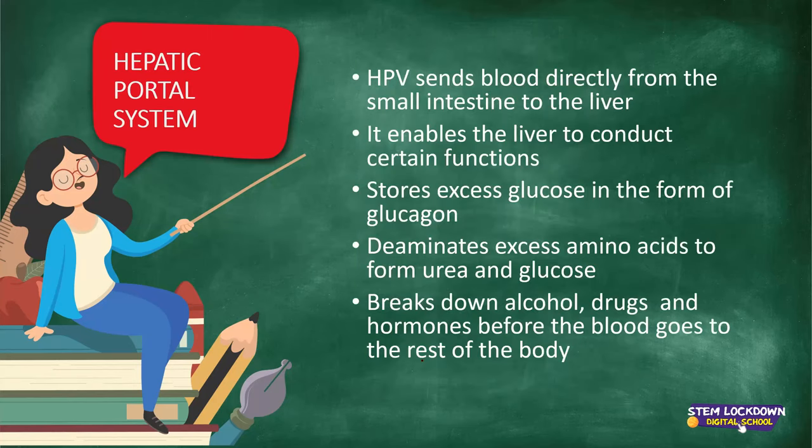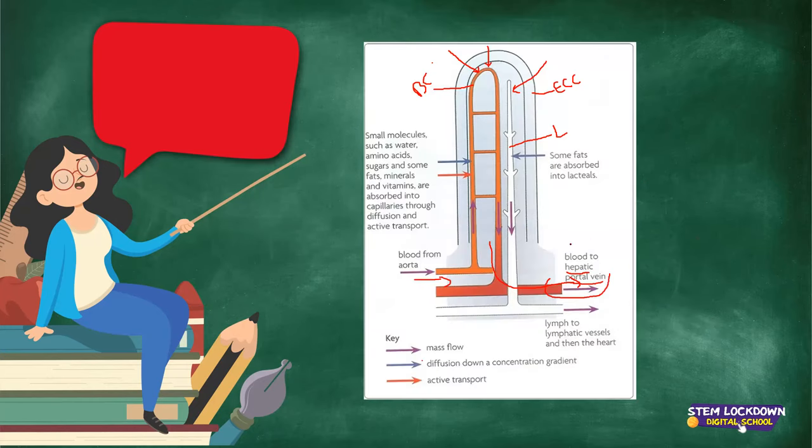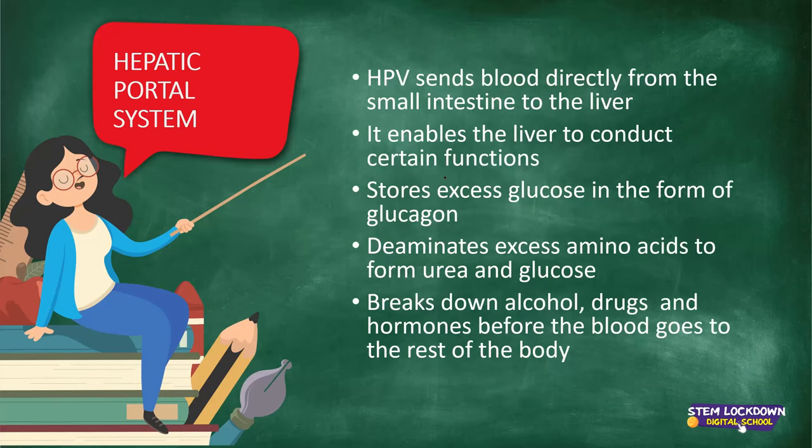Right, now let us look at the hepatic portal system. So the hepatic portal vein sends blood directly from the small intestine to the liver, okay? Remember this, it is this vein here, which has a lot of nutrients because absorption has taken place, okay? It enables the liver to conduct certain functions. It stores excess glucose in the form of glycogen. It deaminates excess amino acids to form urea and glucose.